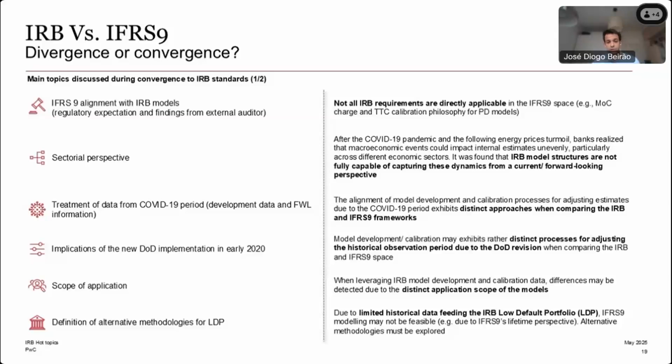In what concerns the low default portfolios, if for IRB there is already a lot of effort to be able to perform risk modeling in this context, for IFRS 9 this is maybe as equal or even worse, with the imposition of deriving lifetime PDs, and in that sense typically what we have been seeing is a simplification of the way that the low default portfolios are incorporated inside the ECL calculation vis-a-vis the effort that is being done on the IRB side.